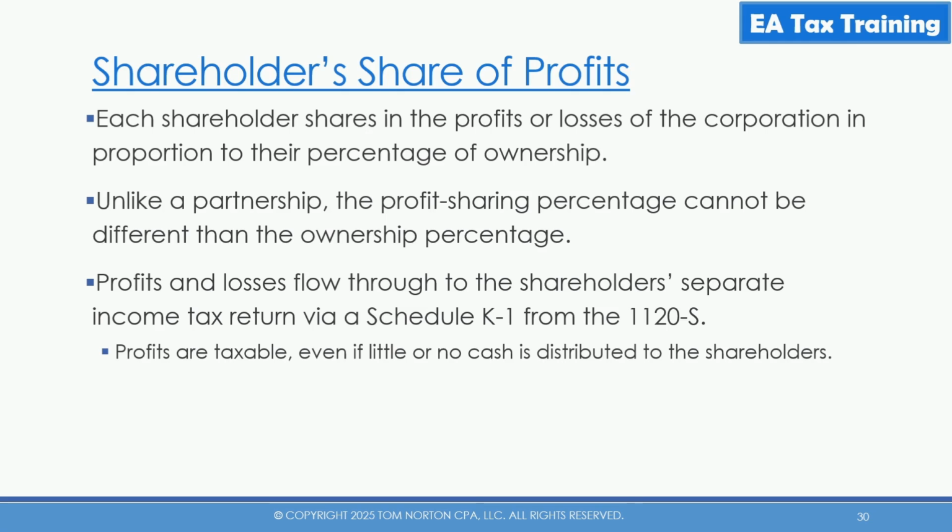If someone has a 1% capital interest, in other words, they own 1% of the stock of the corporation, then they get 1% of the profits or losses. You cannot make it a different percentage. Whatever those percentages are, though, the profits and losses flow through to the shareholders on a separate K1, and then the shareholders report those profits on their own tax return. And like a partnership, those profits are taxable even if little or no cash was distributed out to the shareholders.